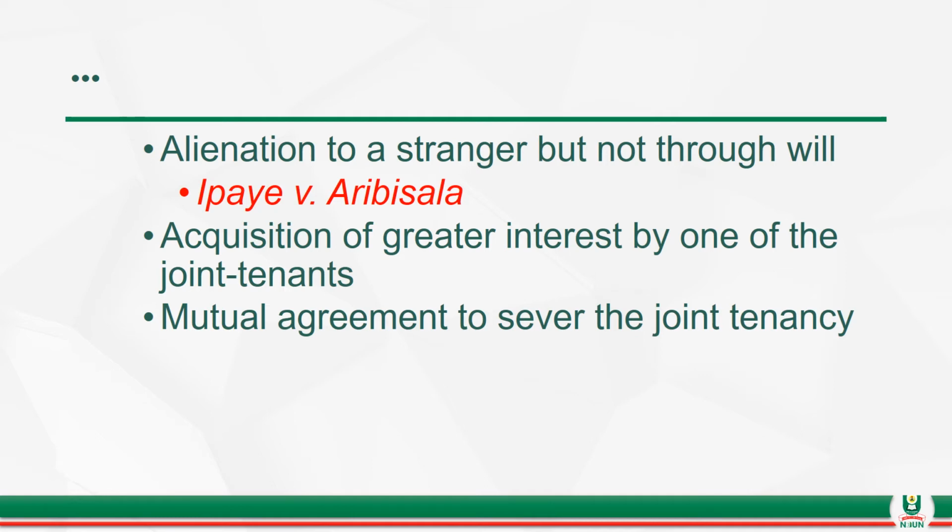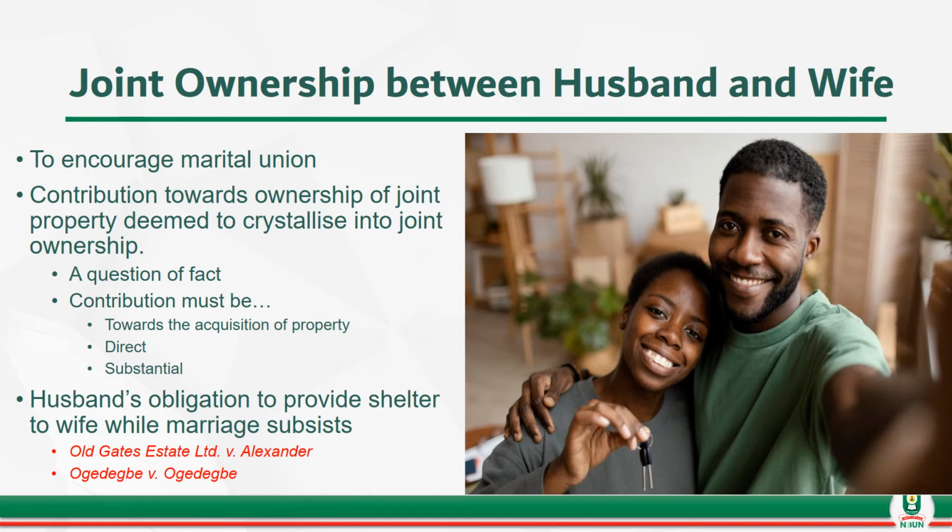Their mother gave to them in a will, and then the elder brother who had the title deeds entered into an equitable mortgage with a third party, and it was held that the joint tenancy had been severed. You can do it by the acquisition of a greater interest by one or more of the joint tenants. This can be majorly a question of fact. And then, of course, if all the parties agree, they can just go ahead and sever the joint tenancy.